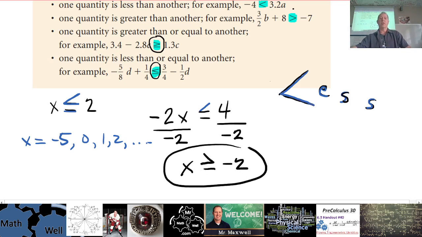So now this is the answer, and if we check that, 0 would be greater than -2, so -2 times 0 is 0, and that is less than 4. That's one that works. So you can check all of those, and that will work each time. So multiplying or dividing by a negative, flip the inequality sign.